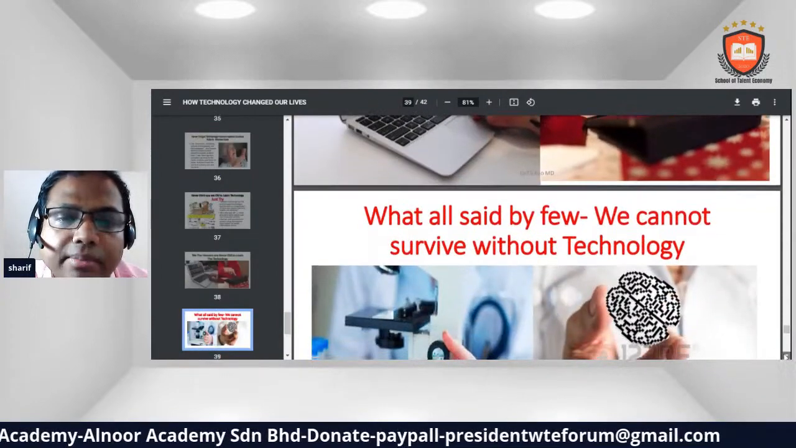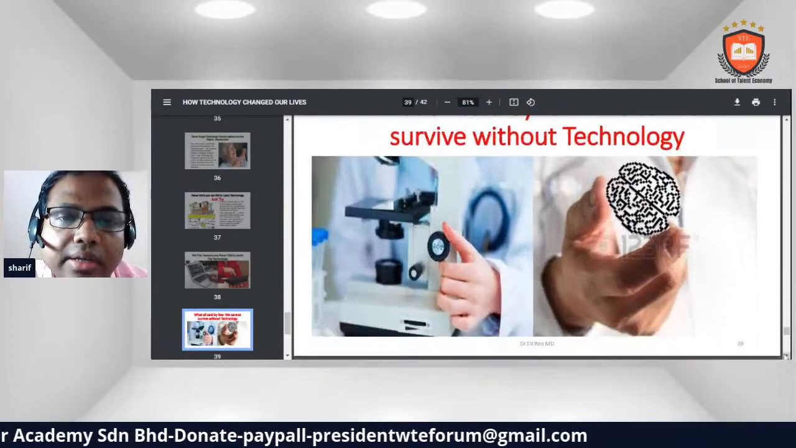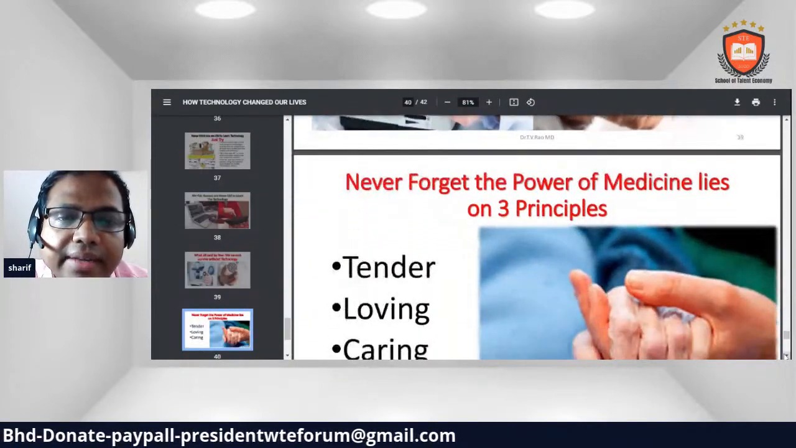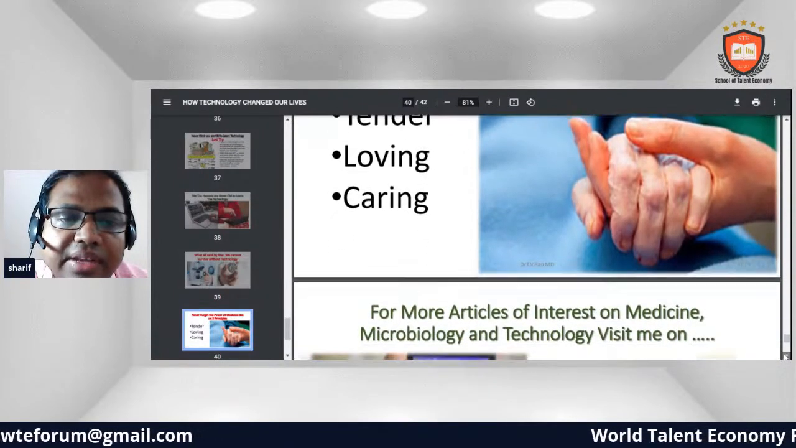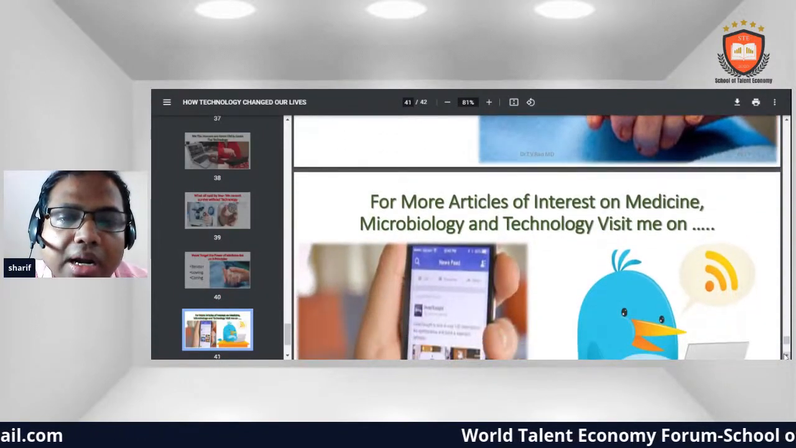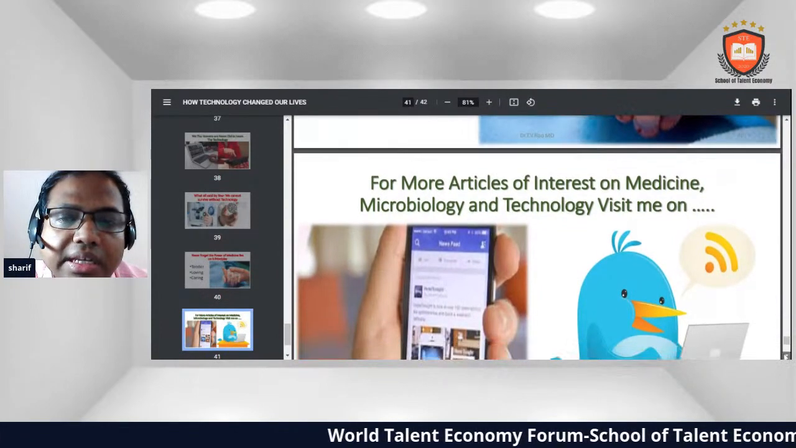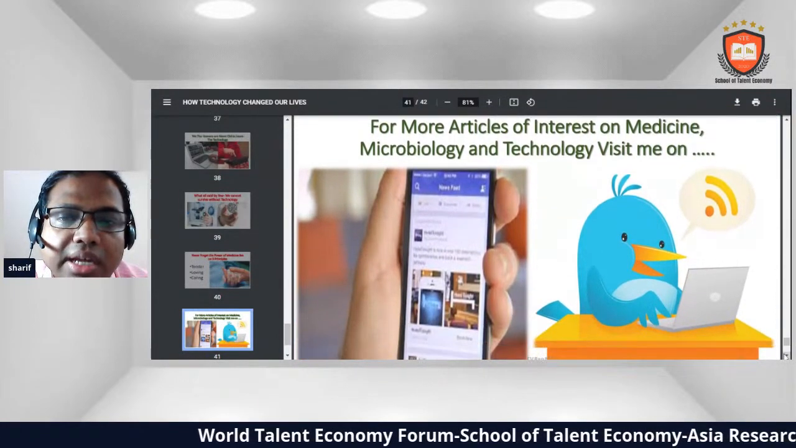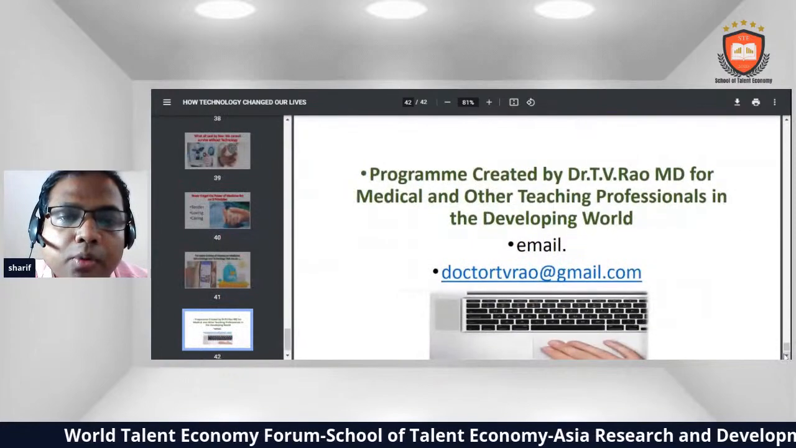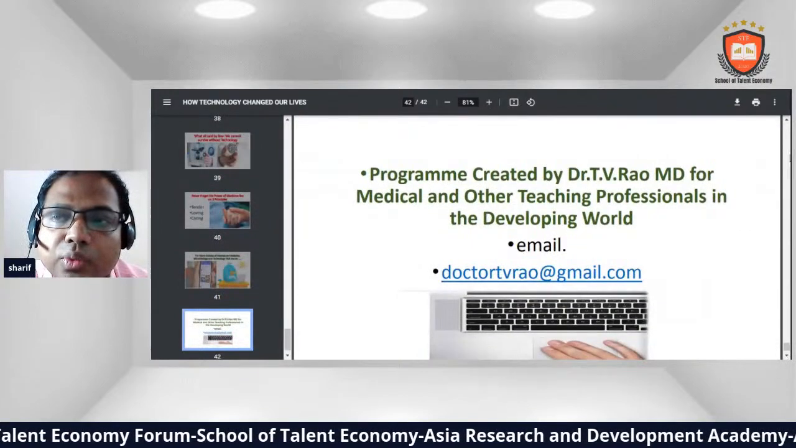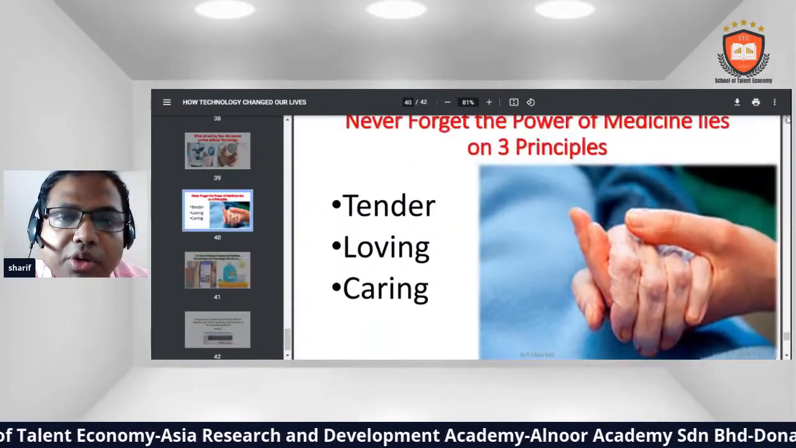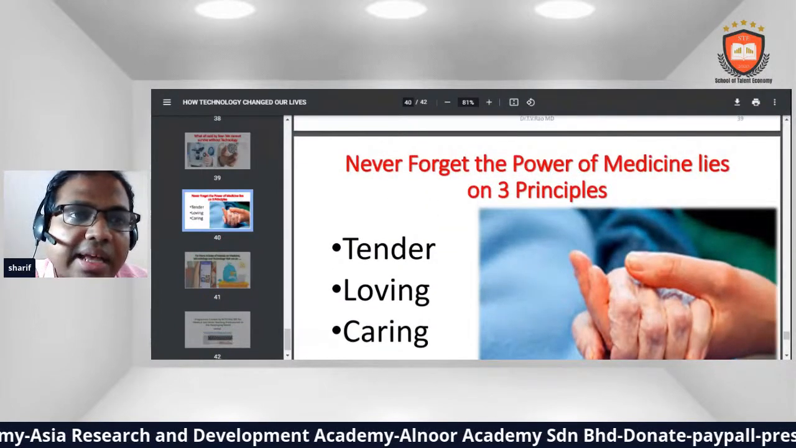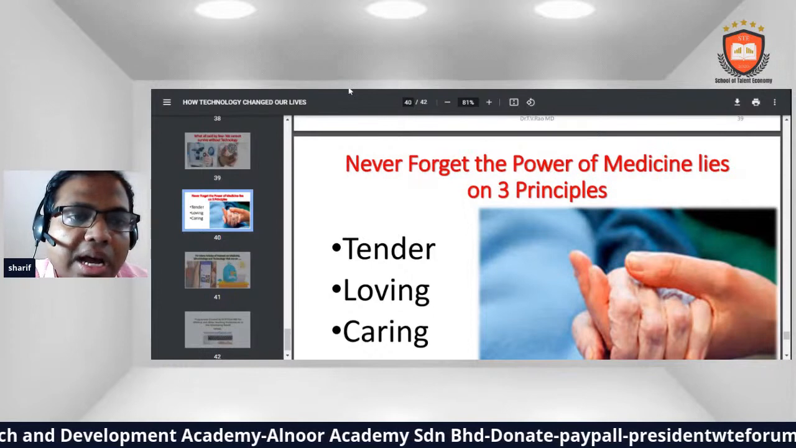All said, we cannot survive without technology. Never forget the power of medicine lies in three principles: tender, loving, caring. For more on the impact of the internet on medicine, microbiology, and technology, visit me. With everything, we have to be very careful. And the most important thing is that we definitely have to be very careful about our patients.